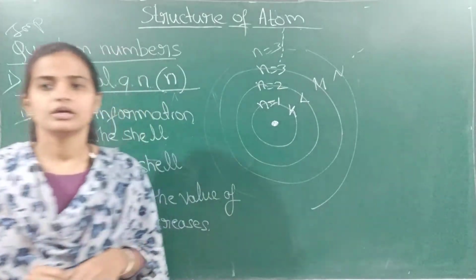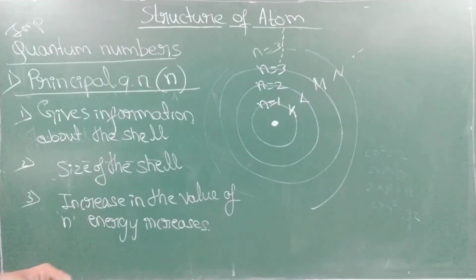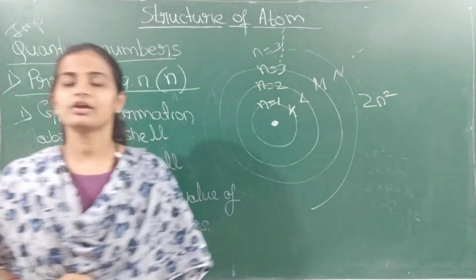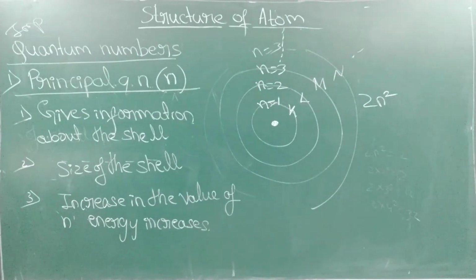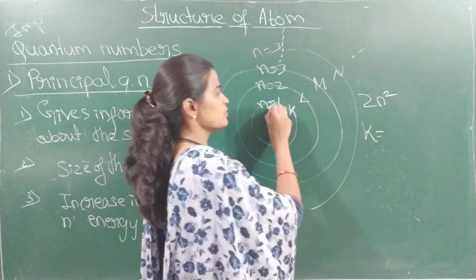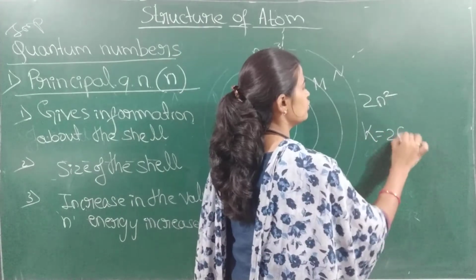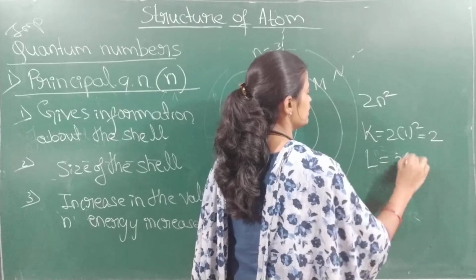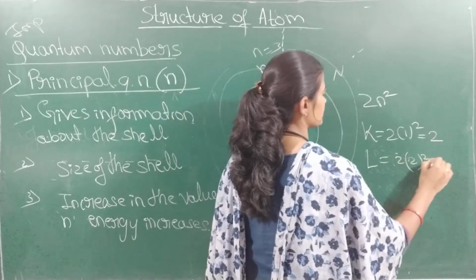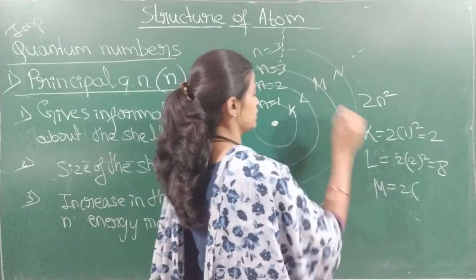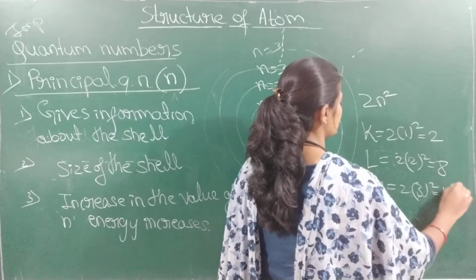The number of electrons present in a shell is given by the formula 2n square, where n is the principal quantum number. For example, in the K shell, n is equal to 1, therefore 2 into 1 square is 2. In the L shell, n is equal to 2, so 2 into 2 square is 2 into 4, that is 8. In the M shell, 2 into 3 square, that is 18.